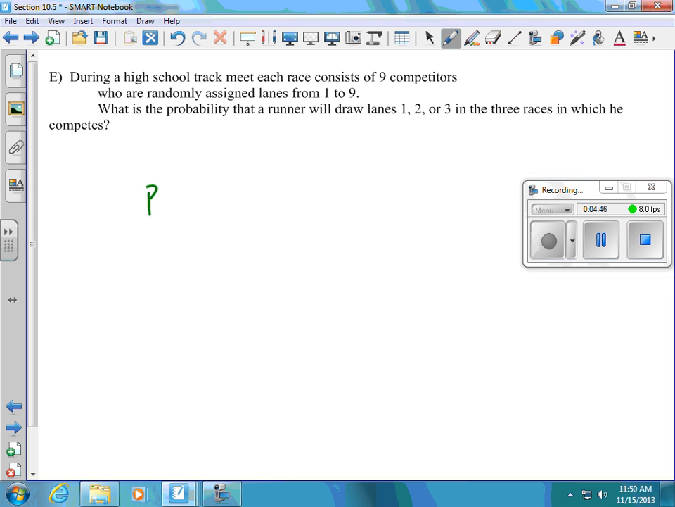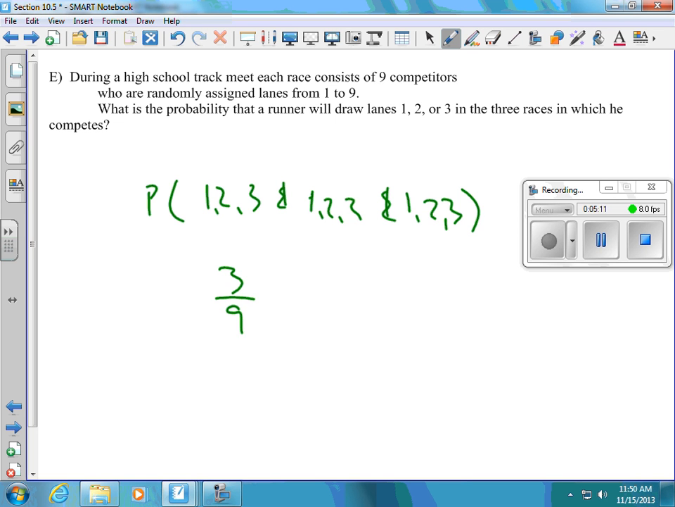So, probability of 1, 2, 3, and 1, 2, 3, and 1, 2, 3. So this apparently is a runner who really likes to be in the first 3 lanes. Okay, so the probability of being 1, 2, or 3, well, they're all independent if it's randomly drawn. So 1, 2, 3, that's 3 lanes out of 9. So 3 out of 9 times 3 out of 9 times 3 out of 9.